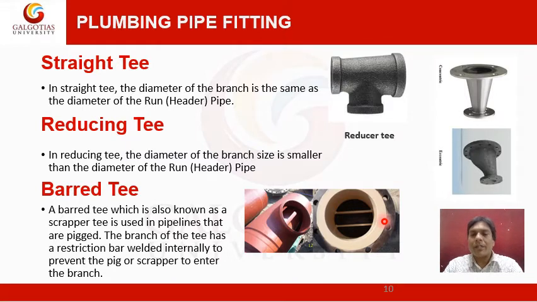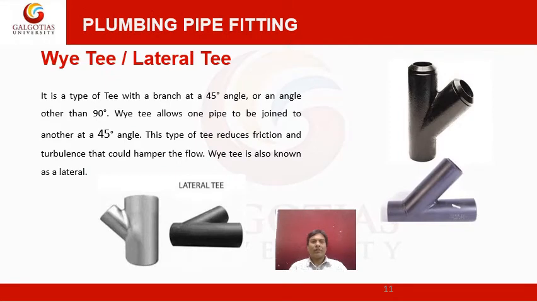And if there is something scrap in the flow, we use the bar tee to bear the scraps or something content which is moving with the liquid. In the previous slides, there was a straight, reducer and bar tee. The branch is at 90-degree to divert the flow.